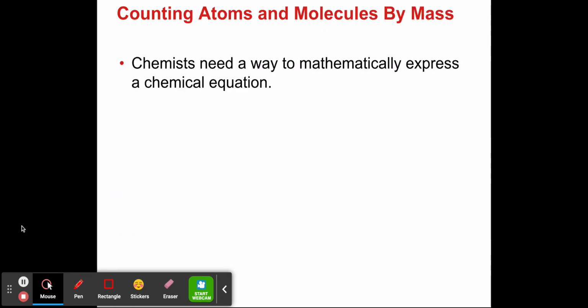Okay, so that is that for that section. In our next section, we're going to be looking at counting atoms and molecules by mass.